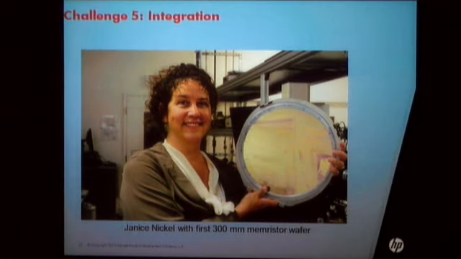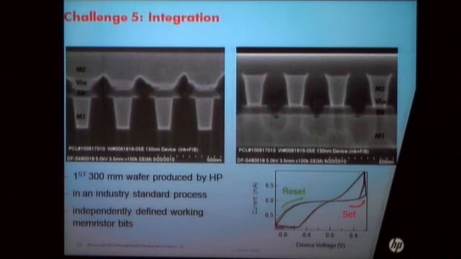Okay, making a device in the lab is totally different from making a device in the fab at large scale. So here, Janice is holding our first 12-inch wafer with memristive devices. And if you look at this device, the cross-section TEM, you can see if we cut along the top electrode, cut along the bottom electrode. So these are the switching IV from this device. Basically, we show here that even by using the industry standard process, we can make this device at large scale.